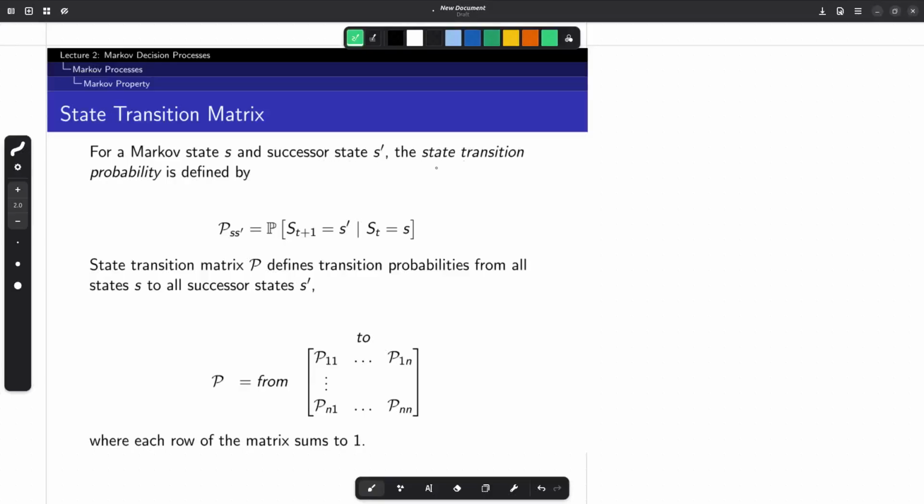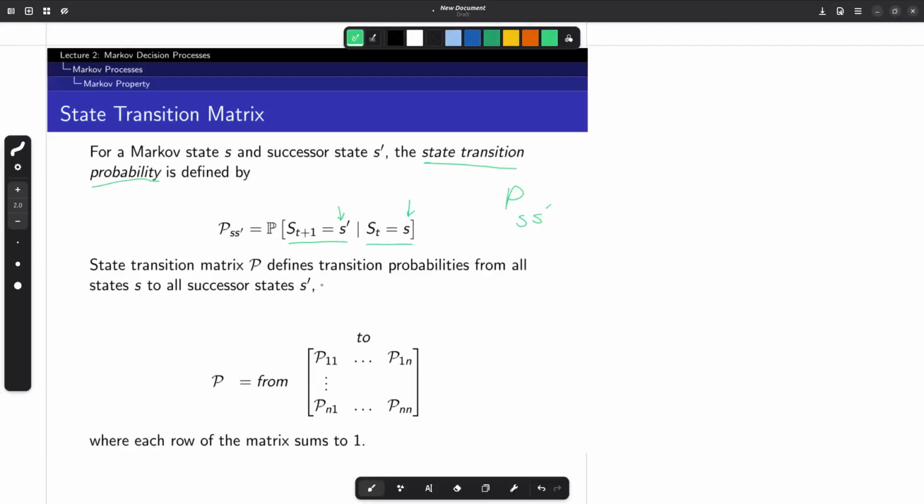Then the next definition that we are going to have is the state transition probability. State transition probability is the probability of going to a state S prime when you are in state S. So given that you are in state S_t, what's the probability of going to state S_t+1? Or given that you are in state S, what is the probability of going to state S prime? This is called the state transition probability.